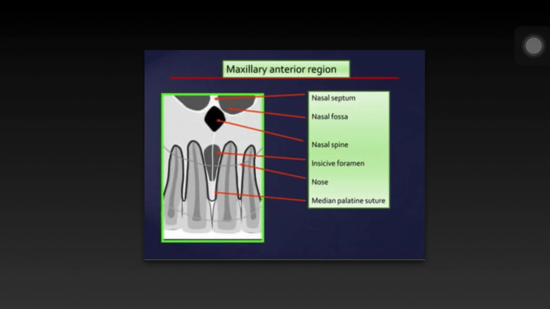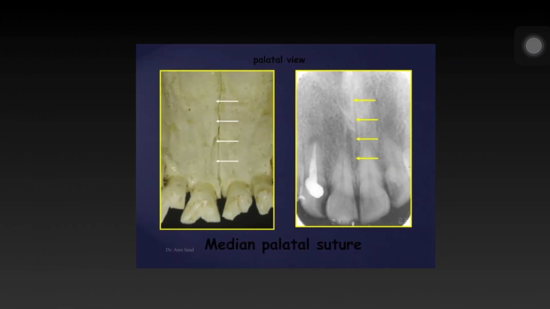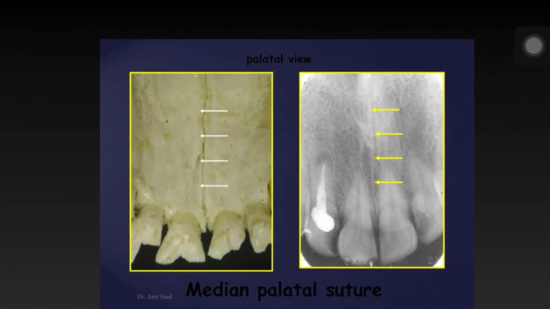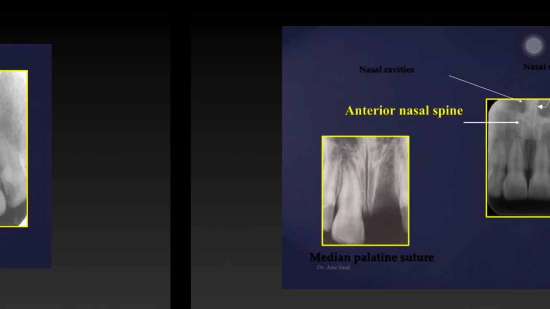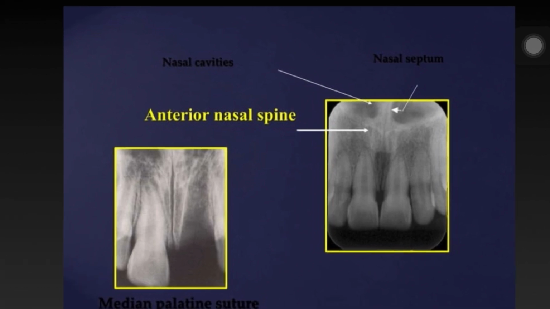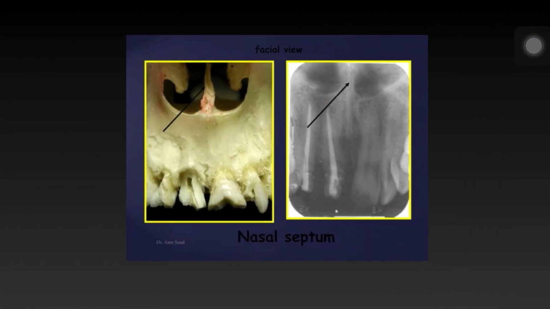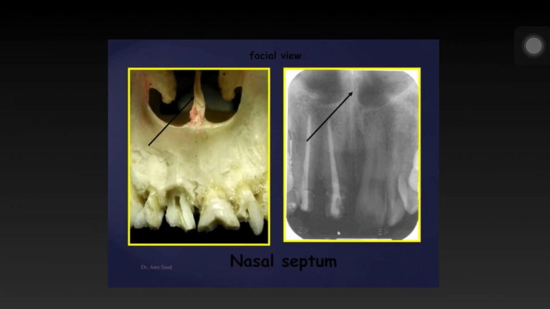Intermaxillary suture or mid-palatine suture. It appears as a curved radiolucency in the midline of the maxilla. Anterior nasal spine. It appears as a radio-opaque, irregular or V-shaped projection from the floor of the nasal aperture in the midline. Anterior floor of the nasal aperture. It appears as a radio-opaque line extending laterally from the anterior nasal spine.